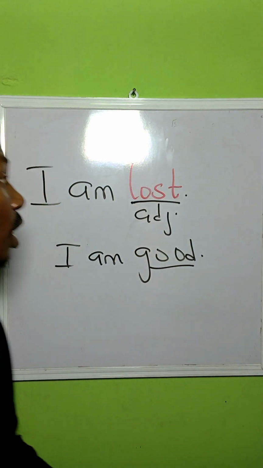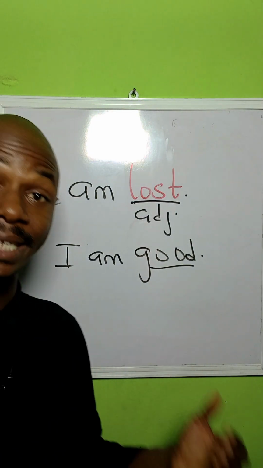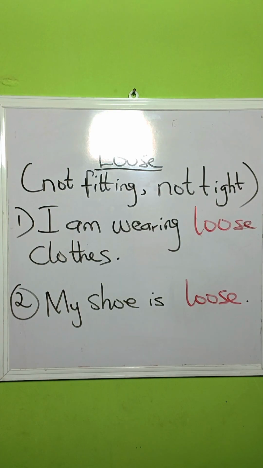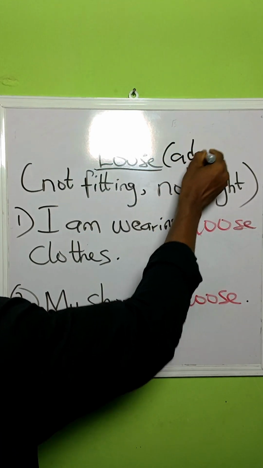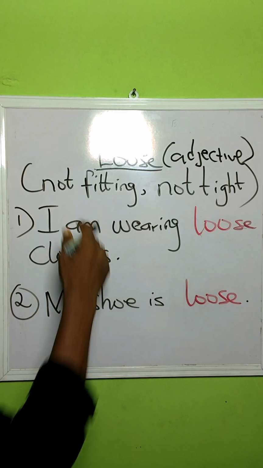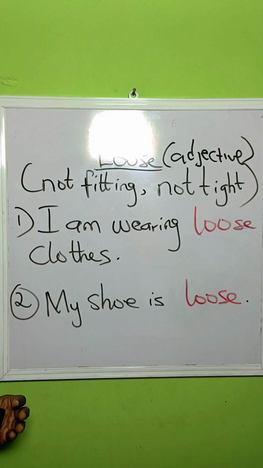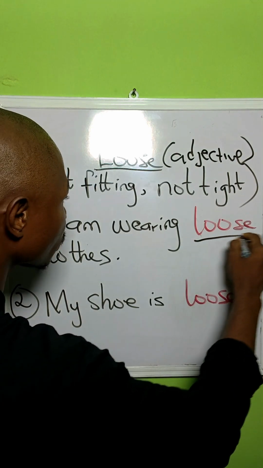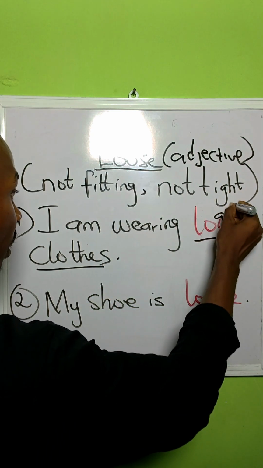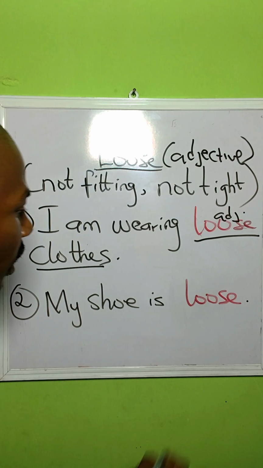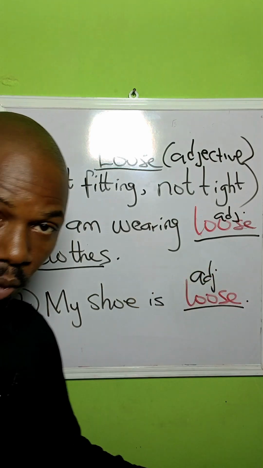Now let's look at the last word, which is loose, and see how we can use it in a sentence. Remember, we said loose is an adjective, and it means something is not fitting or not tight. Number one, I am wearing loose clothes. Loose here is an adjective. Number two, my shoe is loose. Loose here is an adjective.